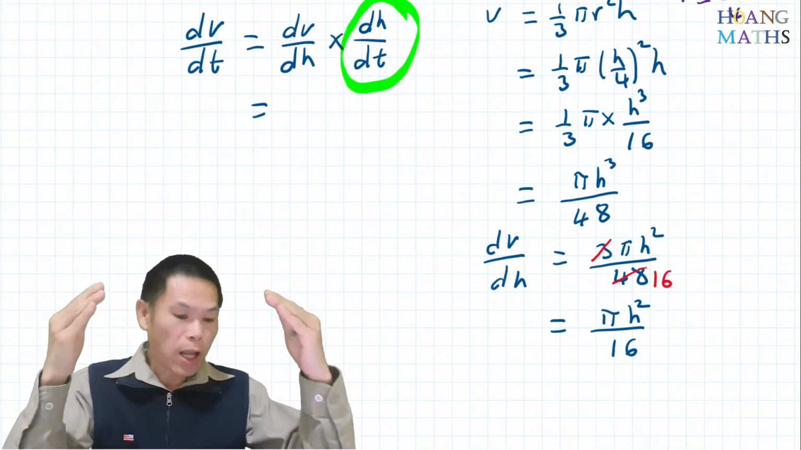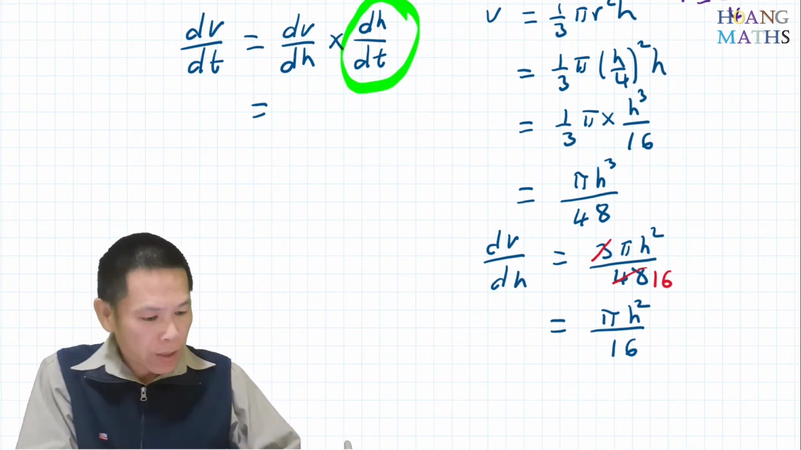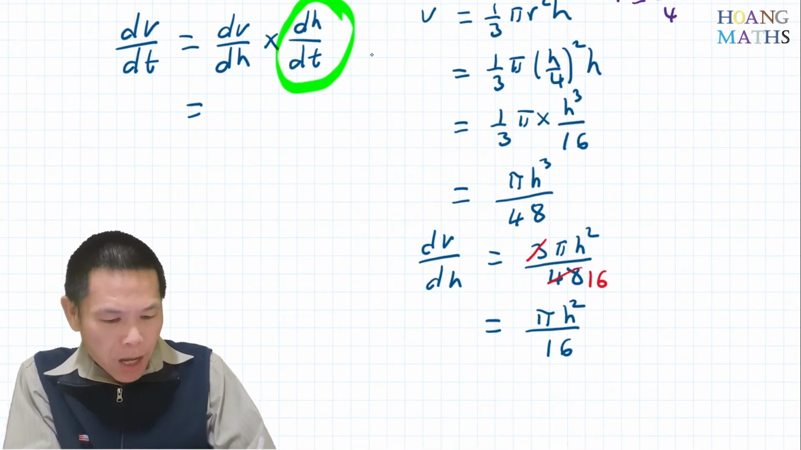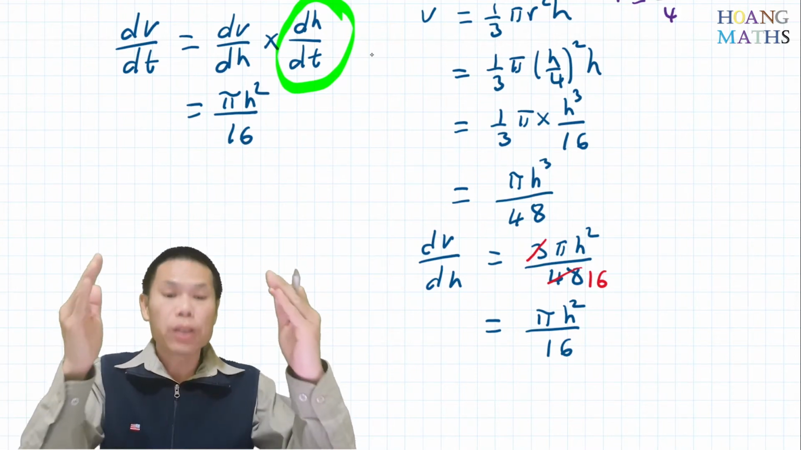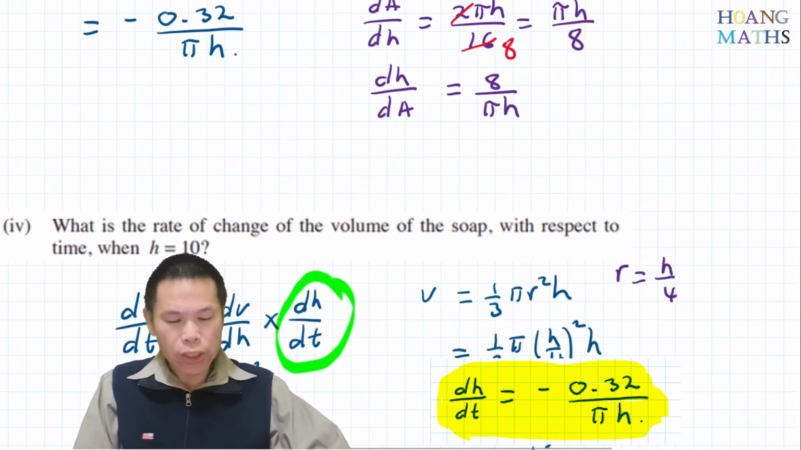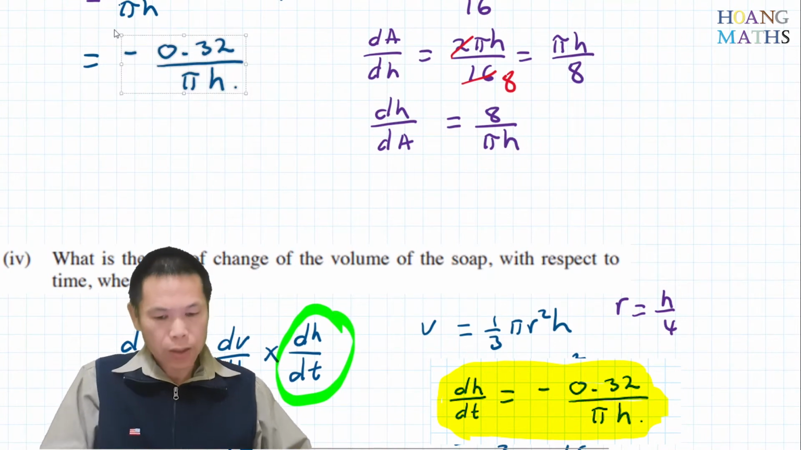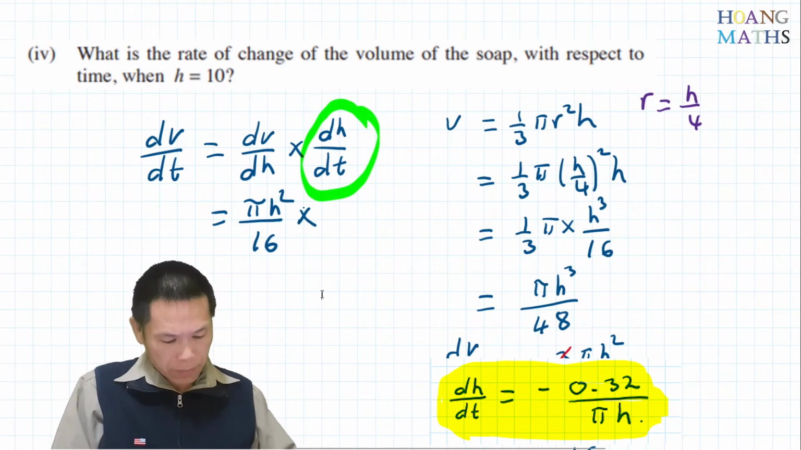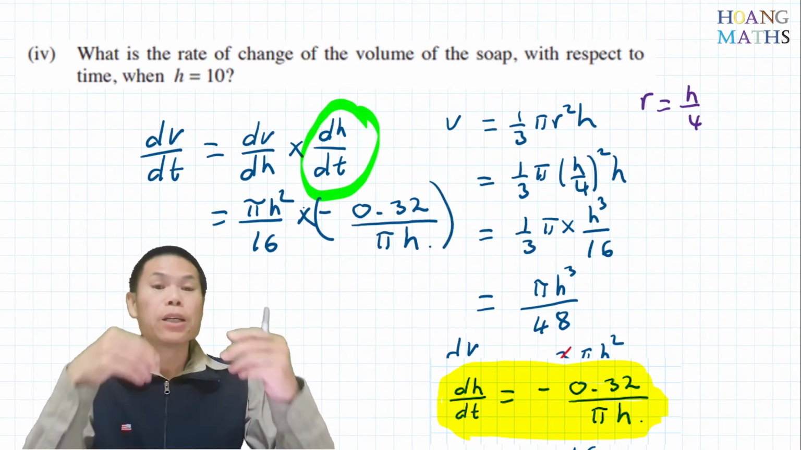Now we replace dV/dh with πh² over 16. So let me write this down. This will give me πh² over 16 times dh/dt. From this part here, we know that dh/dt is equal to this. So I just multiply by this. Now I just simplify this.